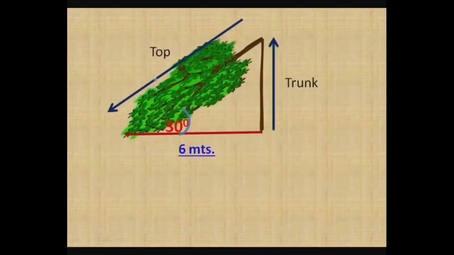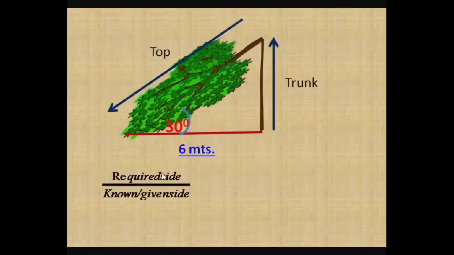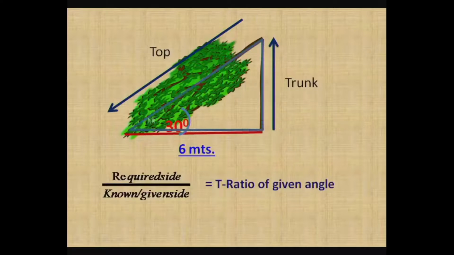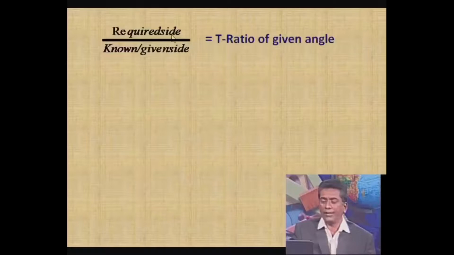Now, again going to this drawing, required side, trunk, by the known side, 6 meters, is equal to the trigonometric ratio. Here also it is looking like a right angle triangle and opposite by adjacent is equal to tan. This is 30 degrees. Required side by known or given side is equal to the T ratio of the given angle. Now, what is our required side? It is the trunk. Trunk by known side is 6 meters and opposite by adjacent. What trigonometric ratio we have to substitute here? Tan.